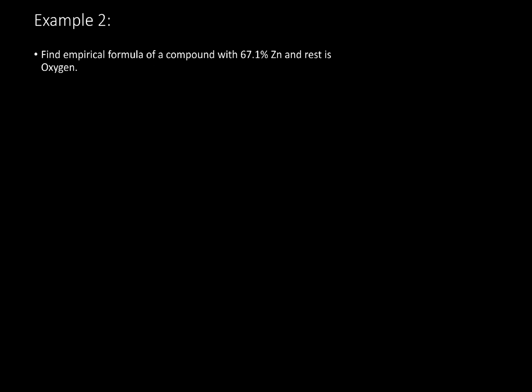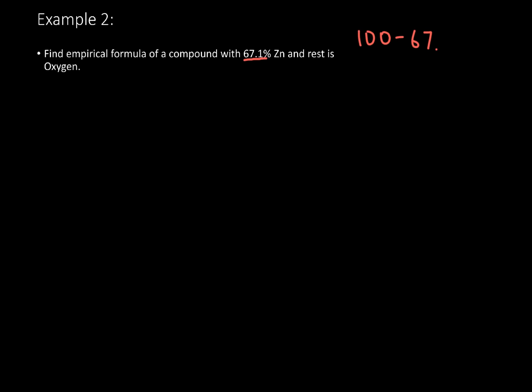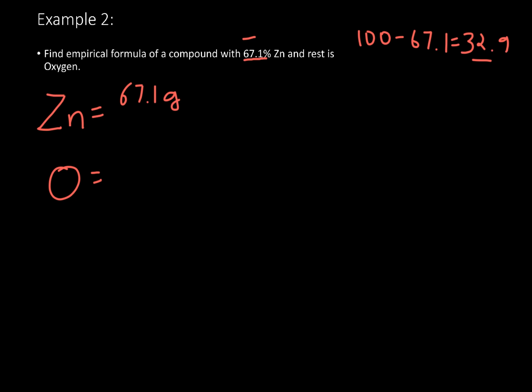Next example, you are supposed to find the empirical formula of a compound with 67.1% zinc and the rest is oxygen. And that part is pretty simple, because if you have 67.1% of one element, all you need to do is 100 minus 67.1, which should give you 32.9. And so what we're going to do is take this percentage and write this as the grams. And so for zinc, you get 67.1 grams, and for oxygen, you get 32.9 grams.